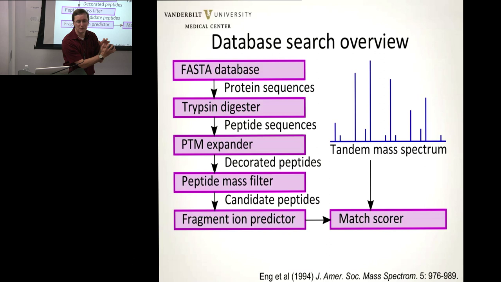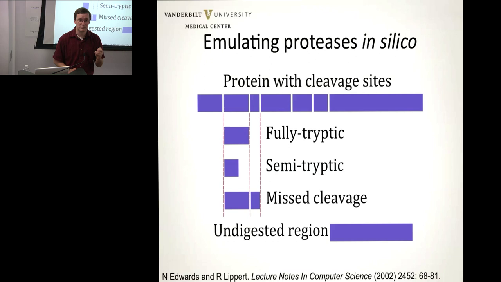But really, all of the algorithms share more or less the same approach to these first elements. It's only the last one that differs between things like Mascot and Sequest and X!Tandem. They differ to some small extent in how they do the prediction of fragment ions as well. But really, there's not much difference in the other steps of this pathway. So I'm going to talk a little bit about why predicting trypsin's actions can be a little tricky.